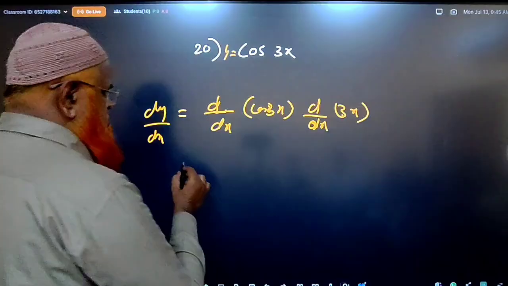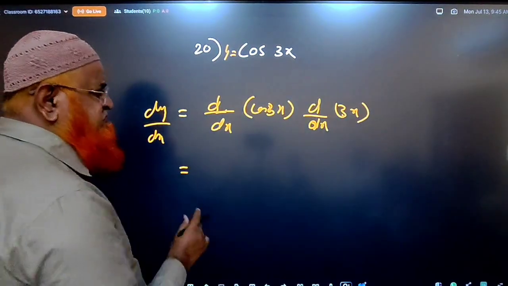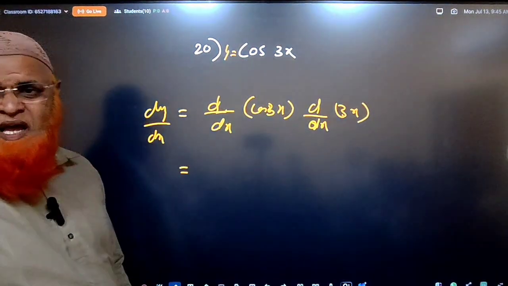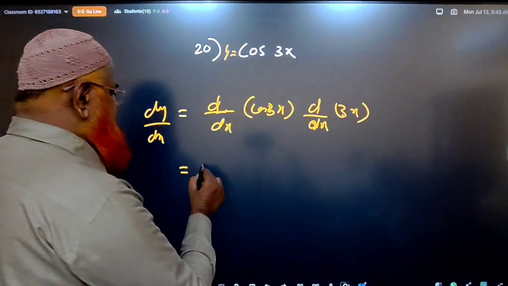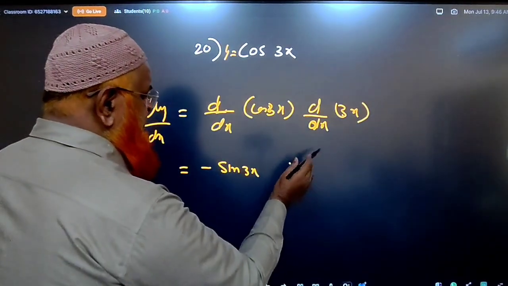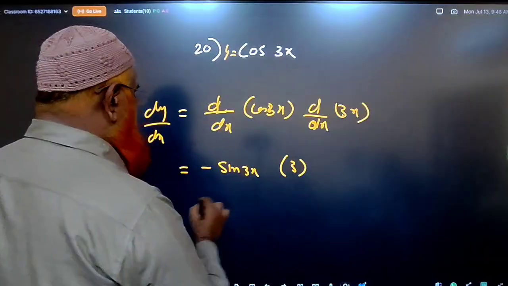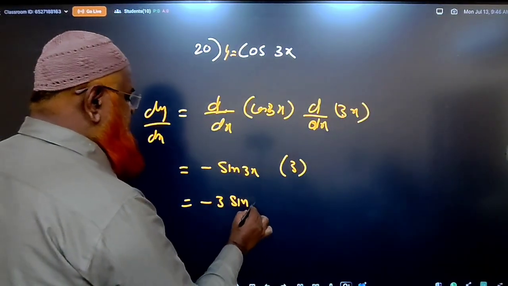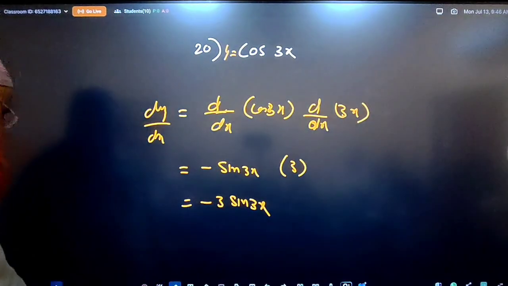Okay, so now see d by dx of cos x is going to be minus sin x, so we can just write it as minus sin 3x, and this is going to be again 3 into dx by dx, again you're getting 3 here, so this can be taken as minus 3 sin 3x. Hope you understood this one.